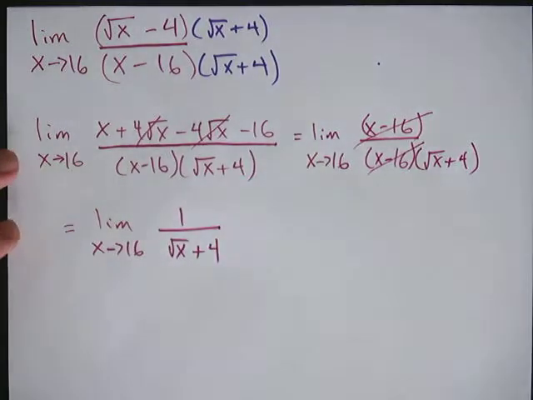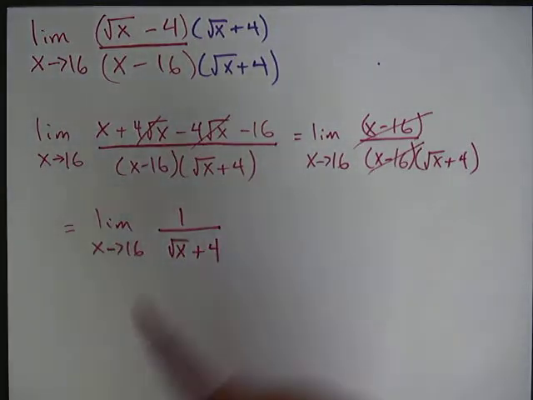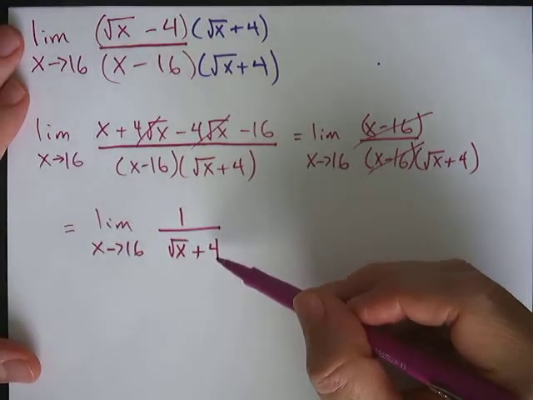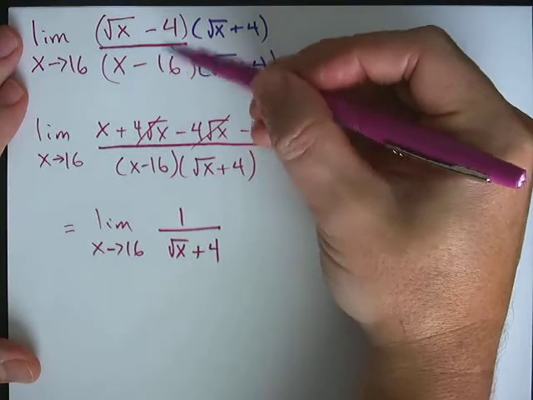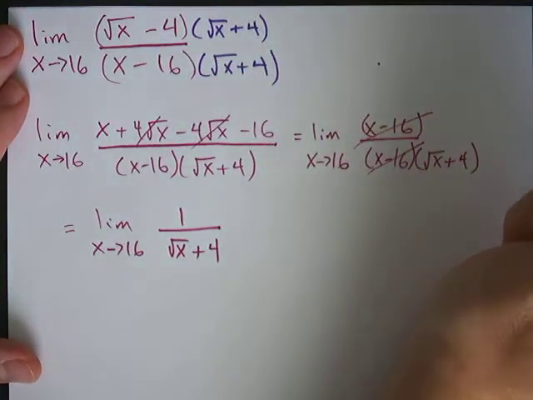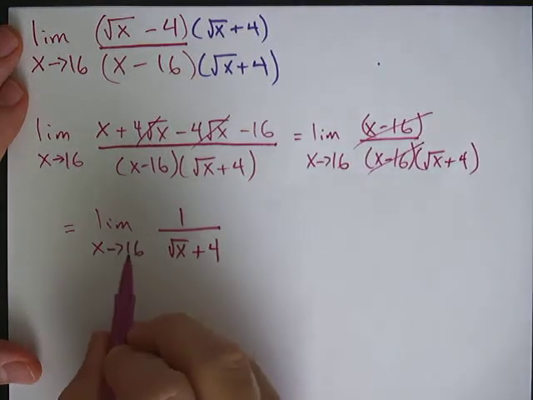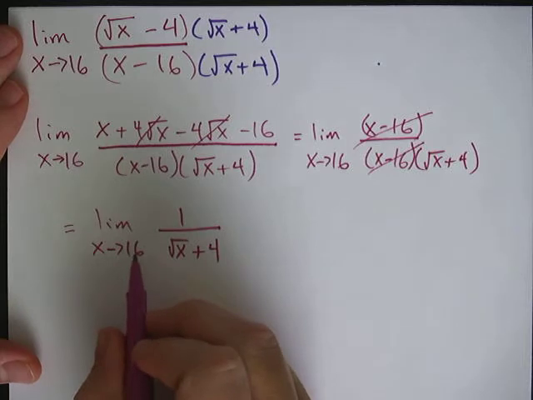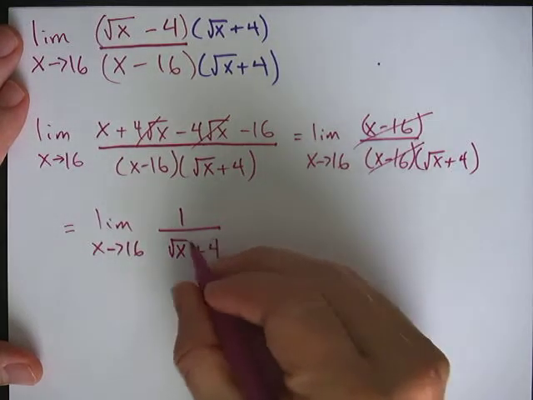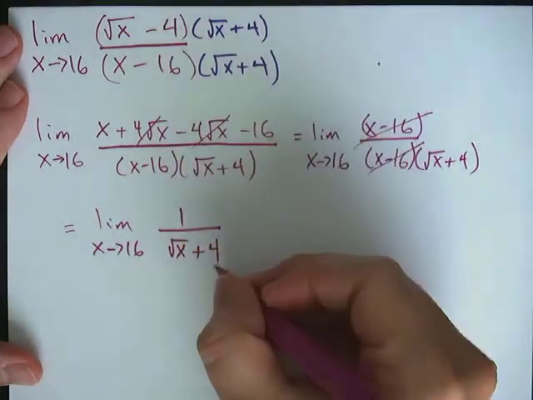4. Now, this means that this function right here, 1 over the square root of x plus 4, is the same as this original up here, so long as x is not equal to 16, because then you have a problem. But we don't care about when it's equal to 16, because we're finding the limit as it approaches 16. So it's fine to make this change right here.